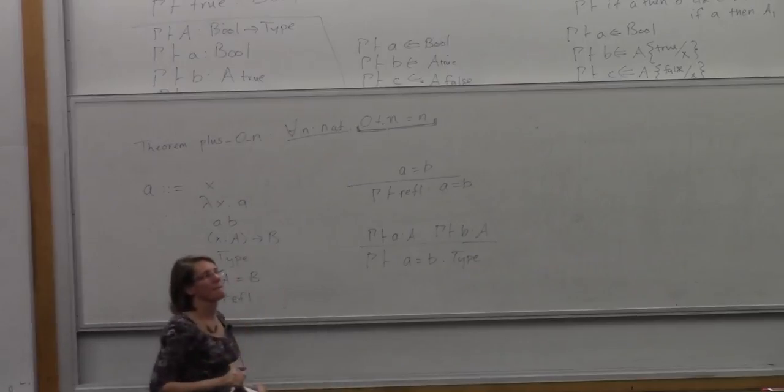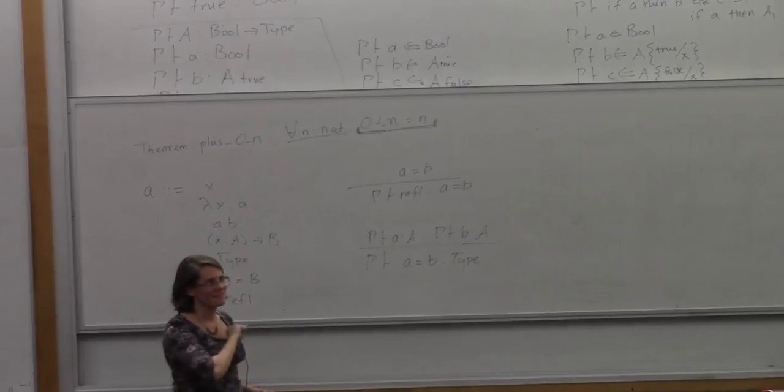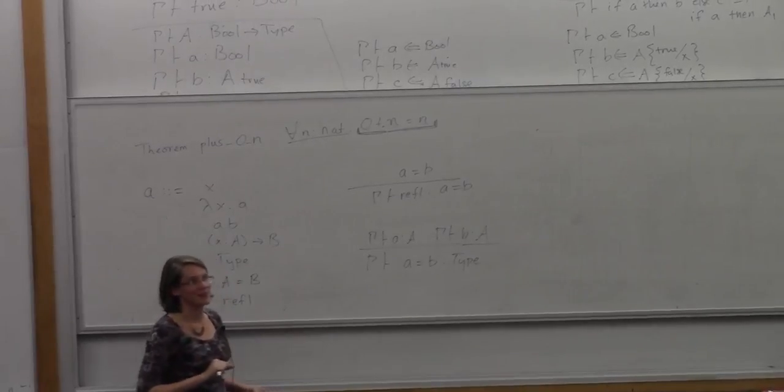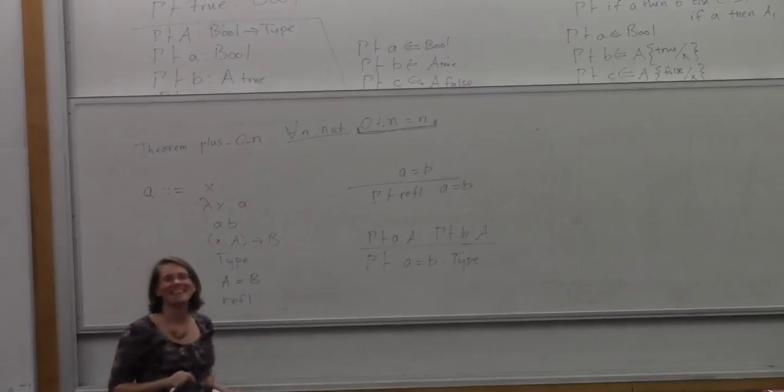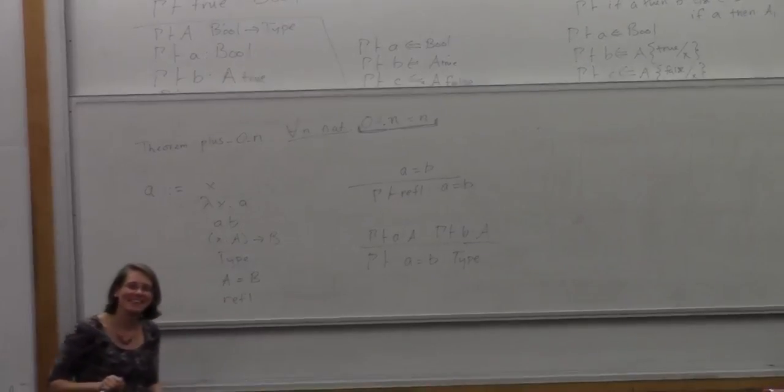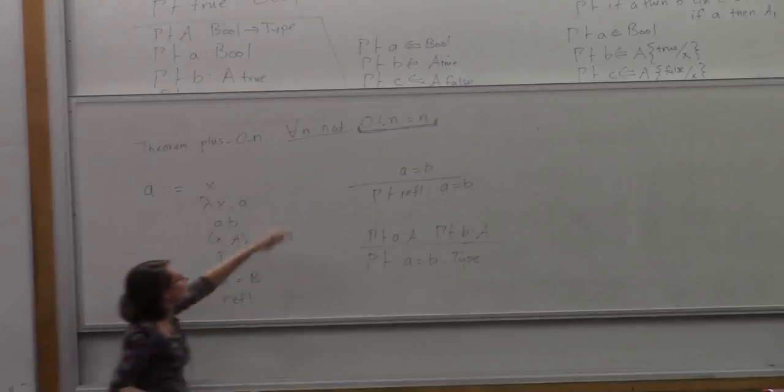So no heterogeneous equality? No heterogeneous equality. Again, there are many ways to do equality in dependently typed languages. I will not do them all in these lectures. Yeah? The equal sign in the first rule.